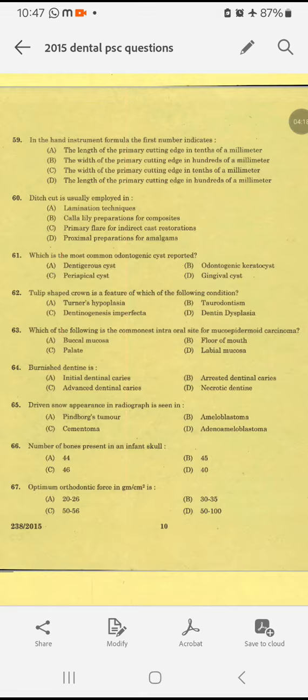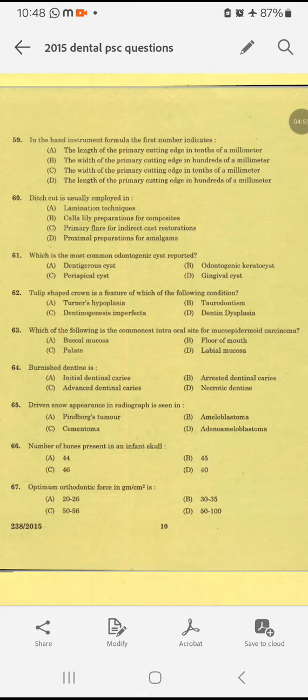Okay, question number 59. In the hand instrument formula, the first number indicates what? So if you get the instrument, you will see the instrument number on the instrument, isn't it? So the hand instrument formula, the first number indicates what? A, the length of the primary cutting edge in tenths of a millimeter, or B, the width of the primary cutting edge in hundredths of a millimeter. Option C is telling the width in tenths of a millimeter.